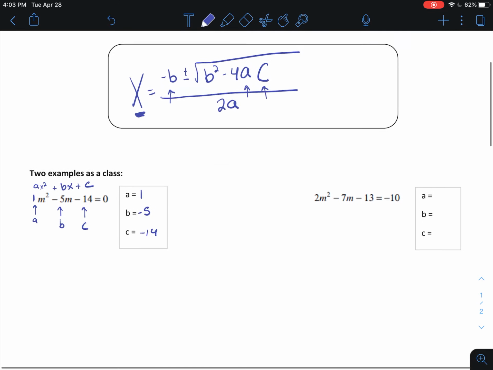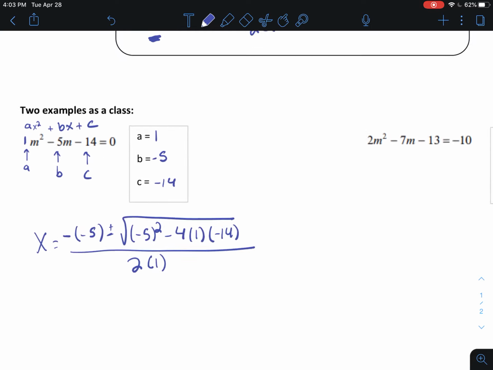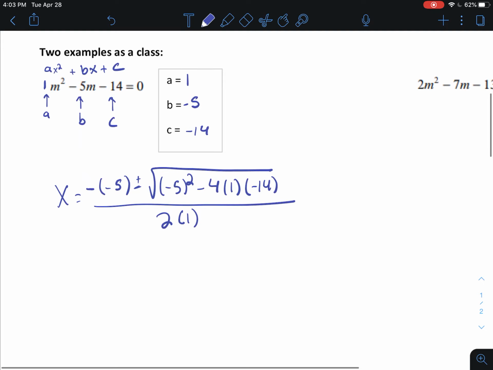So then we just need to plug these into the equation. So we have x is equal to the opposite of b, which is negative 5, plus or minus the square root of b squared, so negative 5 squared, minus 4 times a times c. And then all of that gets divided by 2 times a. From here is when we just do a lot of algebra.